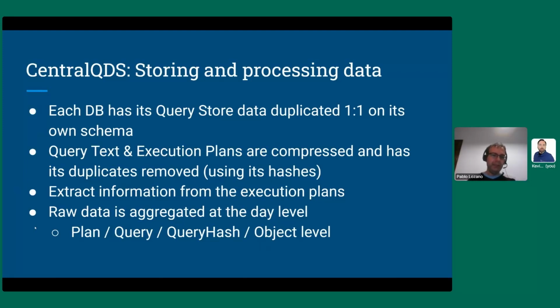And as I mentioned, the raw data is aggregated at the day level, and it's aggregated at the plan level, which is the default by query store. So again, if you ever look into the query store data and you query the tables themselves, you see that it's stored at the plan level. But in order to make it faster for the report to be executed and also to get rid of duplicates and all that, I decided to aggregate this data at the plan level, the query level, the query hash level, and the object level.